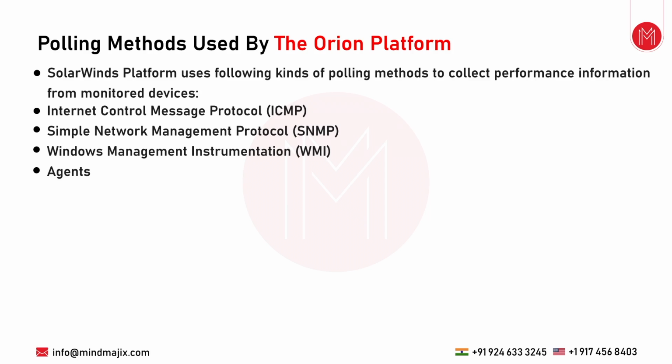We will get the response time. If any server is being monitored through SolarWinds with ICMP, we will only get the response time and the availability: whether the particular server is up or down, what is the response time of that server, and how well the server is responding. We will only get this type of information.